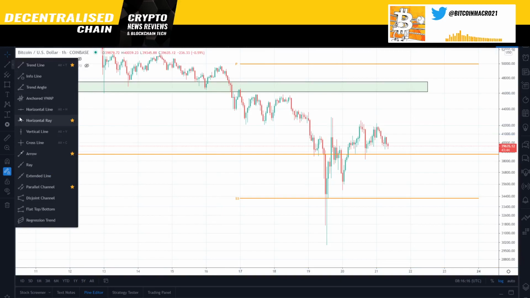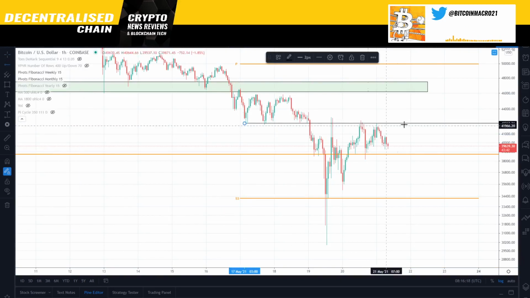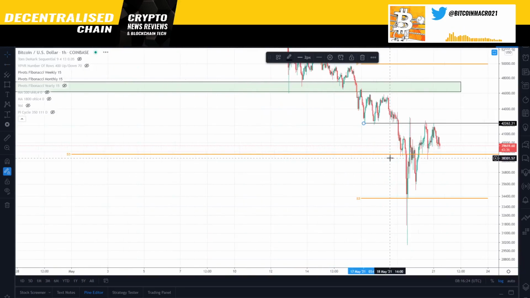So Coinbase came all the way back to that resistance level right here, which was also the all-time high around 42K. So far, the market hasn't really managed to close above it, but we're also closing above S3. You can see that S3 has turned back into support, which is also a good sign.